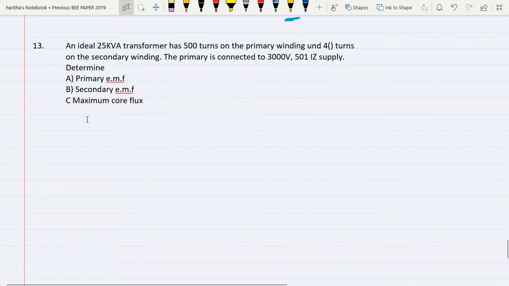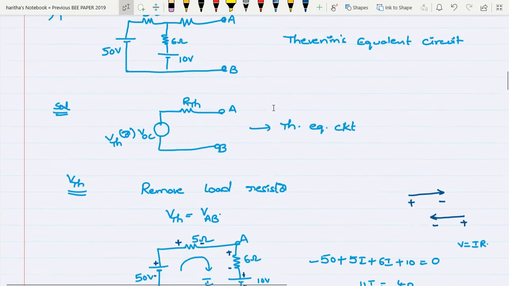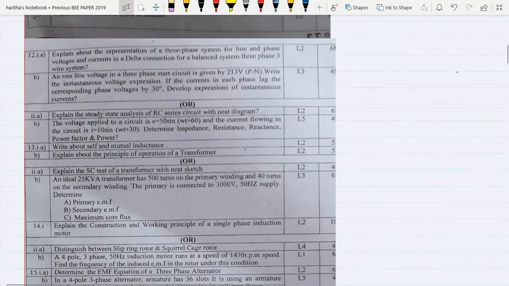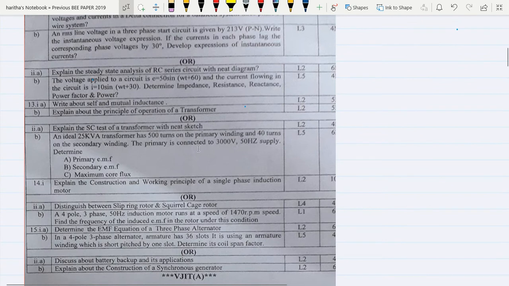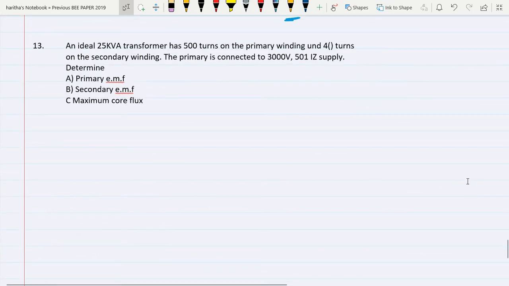An ideal 25 kVA transformer has 500 turns on the primary winding and 40 turns on the secondary winding. Primary is connected to 3000 volts 50 Hz supply. Determine primary EMF, secondary EMF, and maximum core flux. So this is 40 turns, primary winding and secondary.